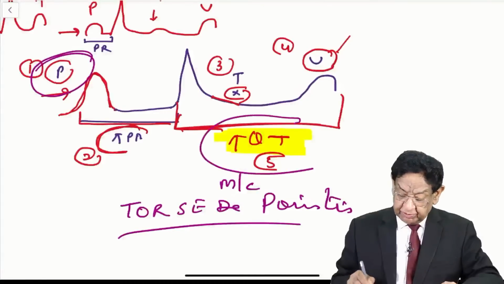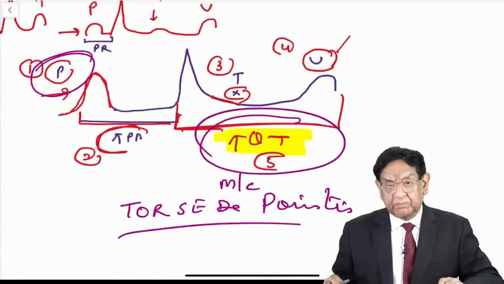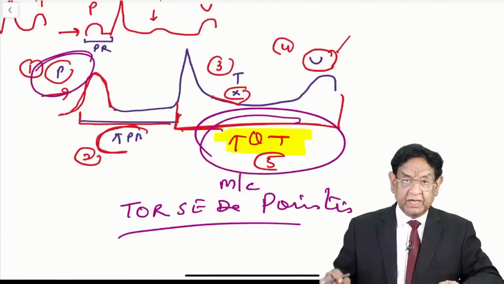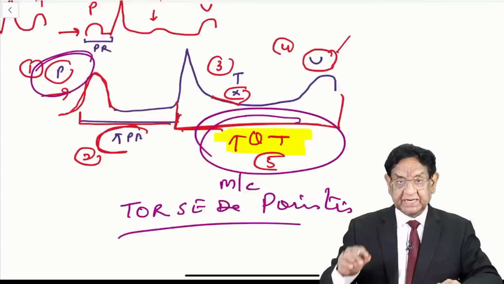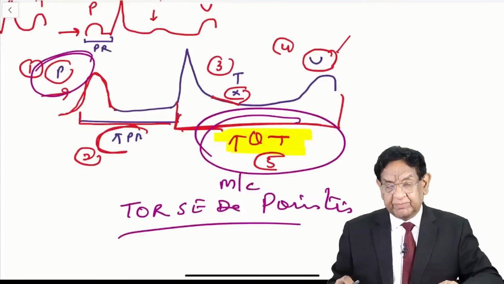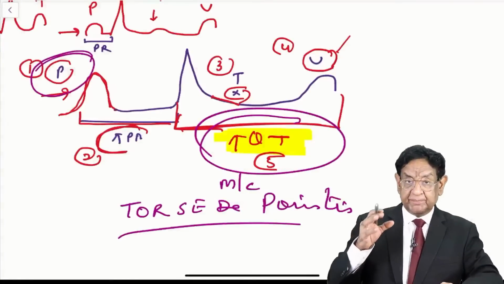And just to remind you, prolonged QT is the most important question. Forgetting it is a punishable offence. Repeating a second time, the idea of repeating is to emphasize the importance so you don't forget it.